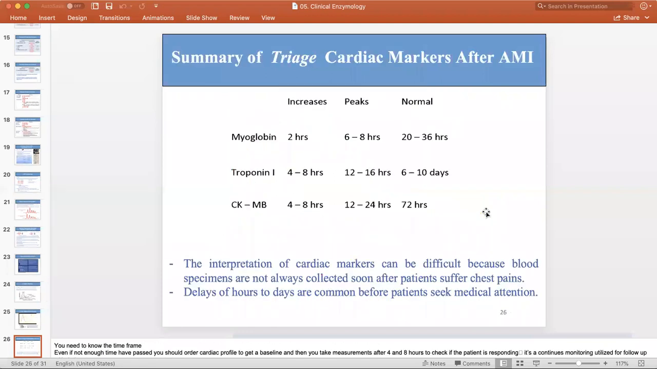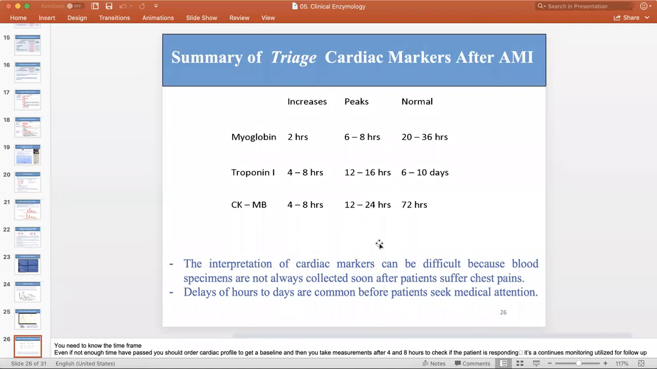Again, the same thing that I talked about. Myoglobin is the first one to go up and goes down quickly. Troponin I goes up slowly, but it remains elevated for a long period of time, normally 6 to 10 days. And the CKMB goes up and goes down quickly, in 12 to actually 72 hours it goes down.